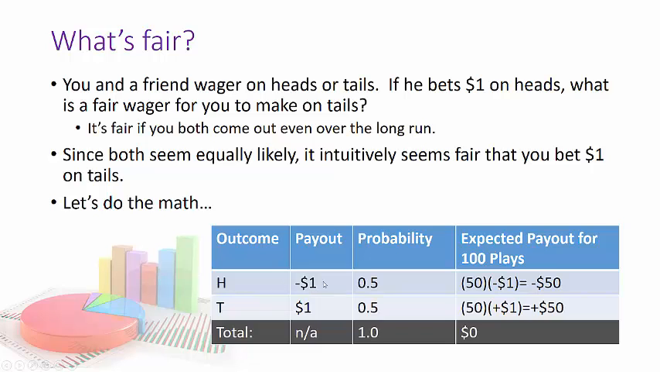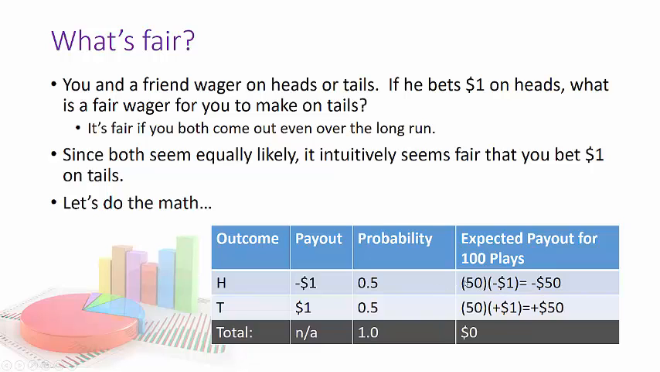And so we've got $1 that you lose if heads comes up, and the probability of that is 0.5. You win $1 if tails comes up. The probability of that is 0.5. So let's just say we did 100 plays, right? What would be your expected outcome?